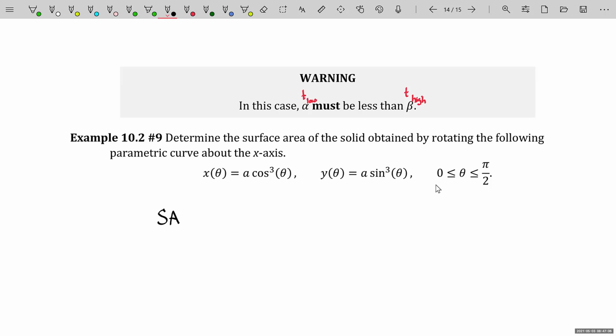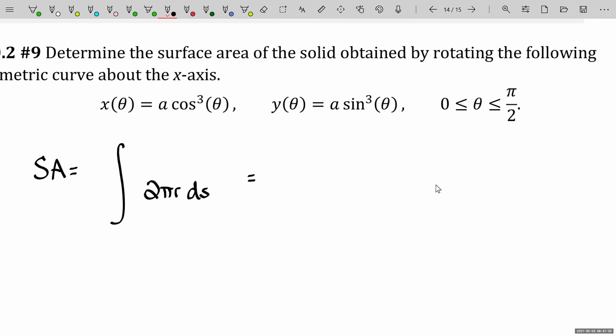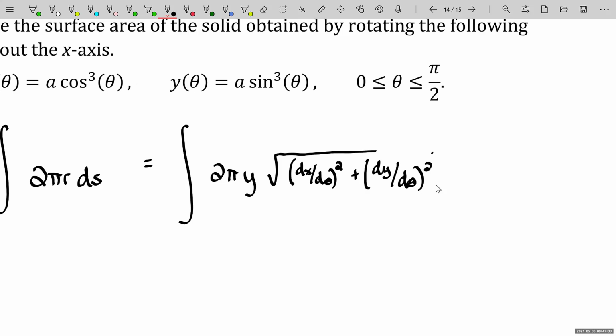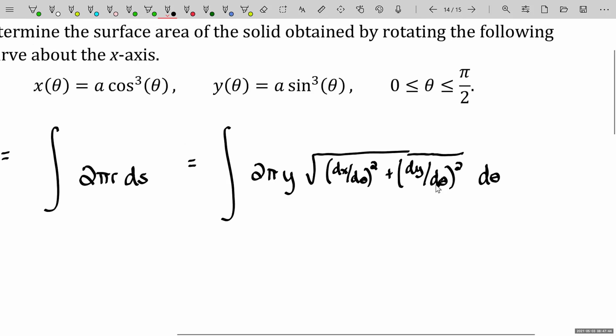Surface area is circumference times arc length. Now I look at the problem and I say, is it parametric? Yep, it is. Okay, great. Well, let's see. I'm going to go ahead and say this is the integral of 2 pi y times the arc length, which is the square root of dx d theta squared plus dy d theta squared, d theta. I use theta in this case because they didn't give me a t. And we're going from time 0 to time pi over 2.